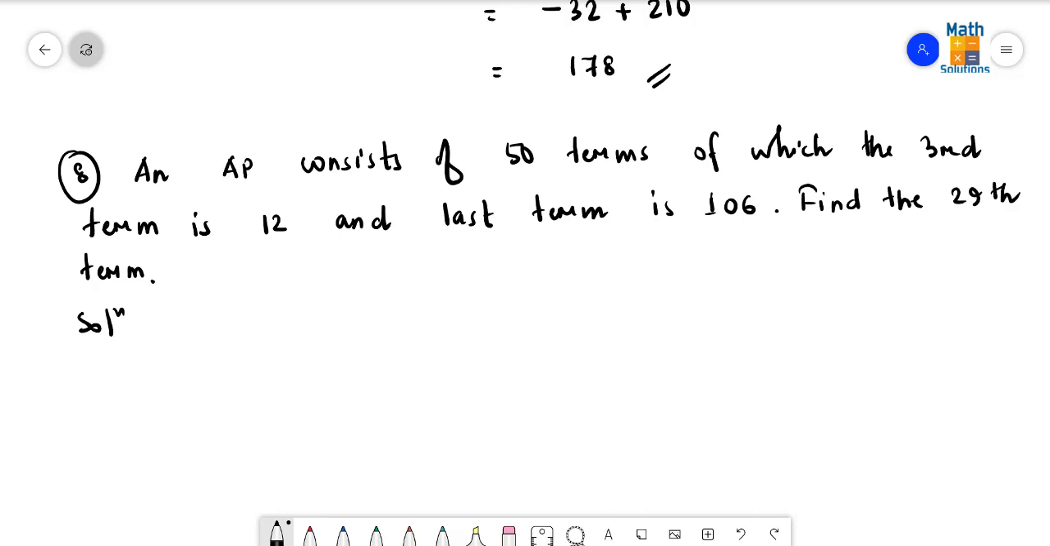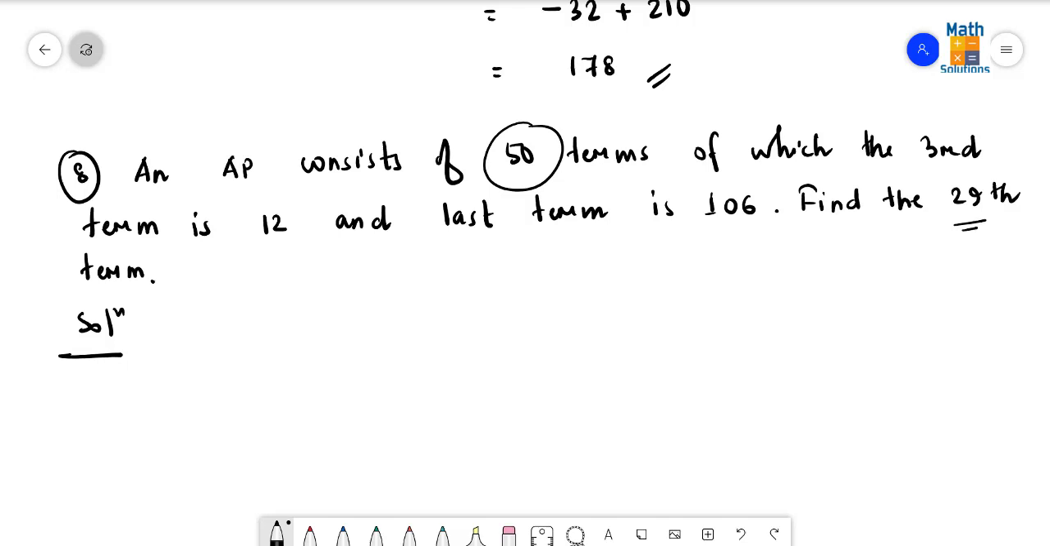So coming to the solution part, actually this question is something similar to the previous sum. Here it is given that the AP consists of a total of 50 terms. Out of which the third term, that means A3, is given to be 12, and the last term will be A50, that is equal to 106. So of course we have to evaluate the first term and the common difference for getting the result of the 29th term.